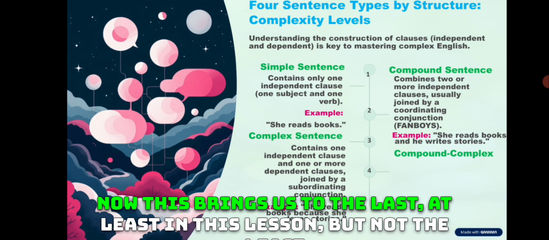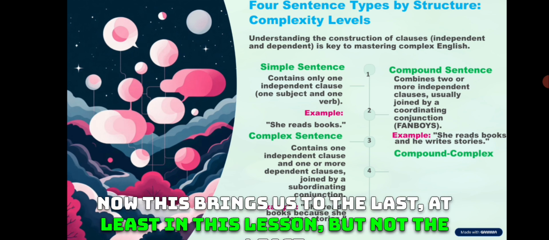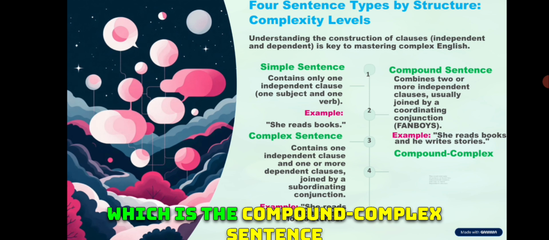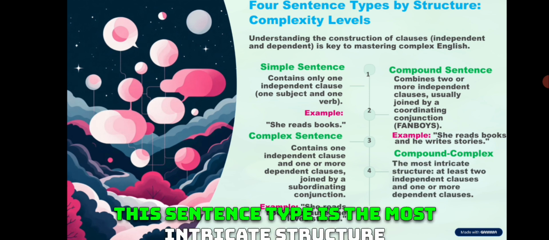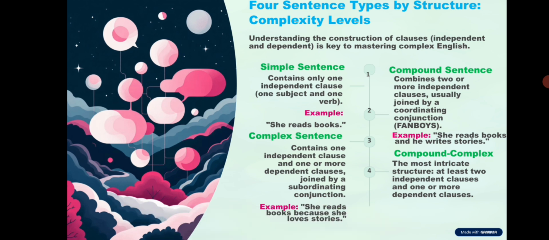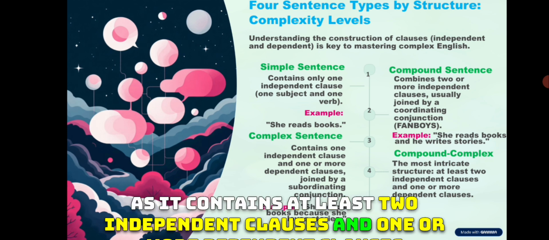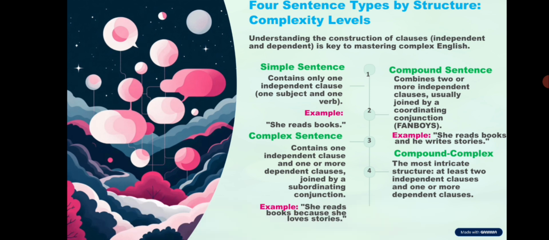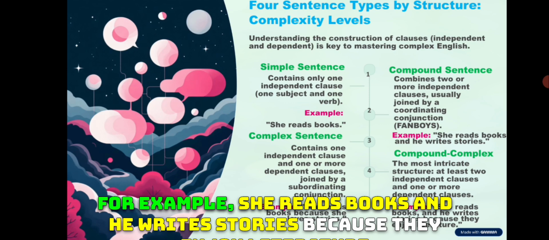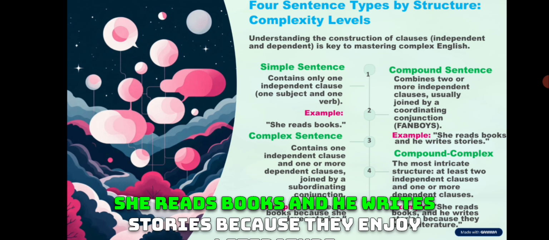Now, this brings us to the last, at least in this lesson, but not the least, which is the compound complex sentence. This sentence type is the most intricate structure, and it contains at least two independent clauses and one or more dependent clauses. For example, she reads books and he writes stories because they enjoy literature. She reads books and he writes stories because they enjoy literature.